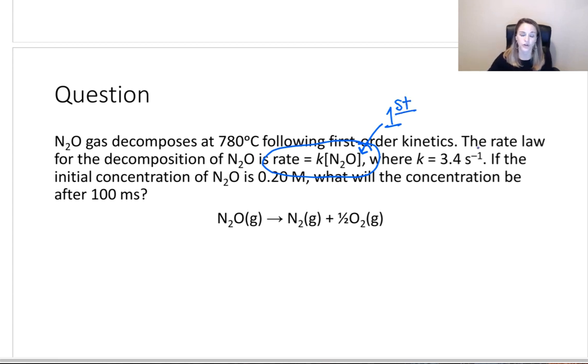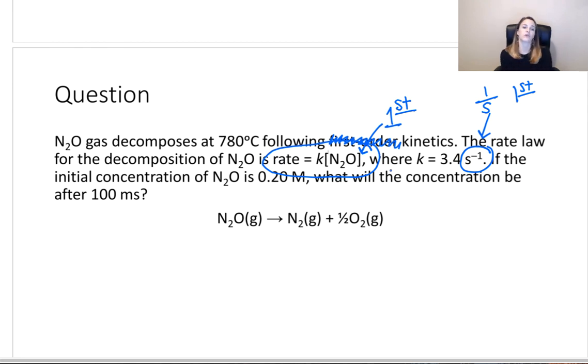An exponent of 1 means that you have first order kinetics. Number 2 is you can come over here and look at your rate constant unit and see that it is inverse seconds. Inverse time is always going to be a good indication that you have first order kinetics. In the future, I'm not going to give you this first sentence. I'm not going to tell you that it's first order kinetics. You're going to have to look at either your exponent, your order, or the unit of your rate constant in order to determine that.